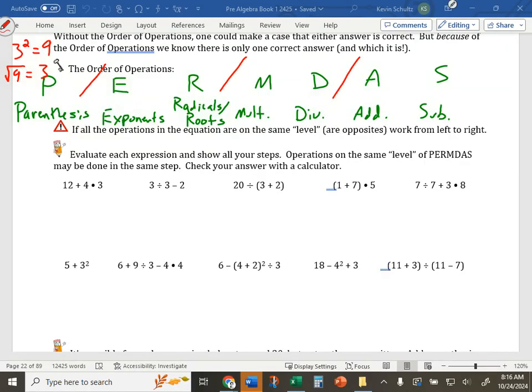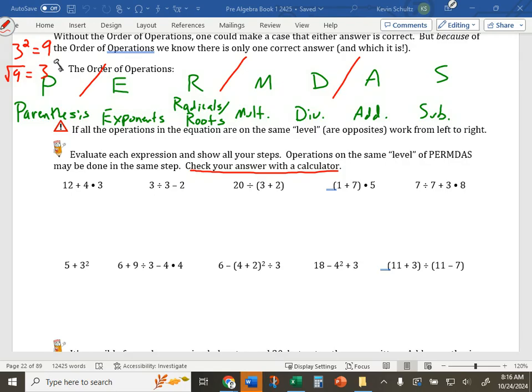Let's just solve these things. It says evaluate each expression and show all your steps. Operations on the same level of PEMDAS can be done in the same step. Check your answer with a calculator. So this is important when you do your homework. You may check your answer, but I don't want you finding your answer. Okay? You won't have a calculator on the test, so I want you to practice doing these without one.